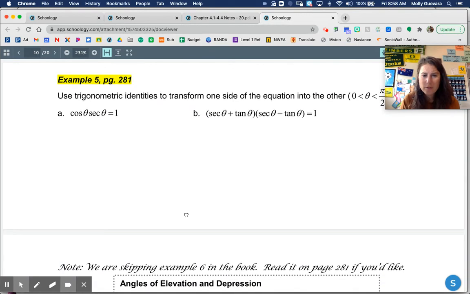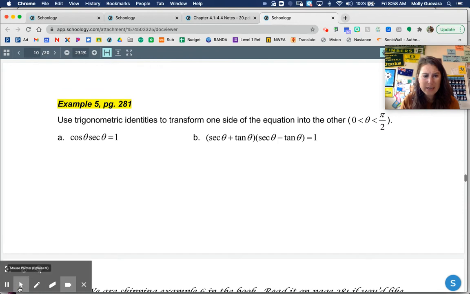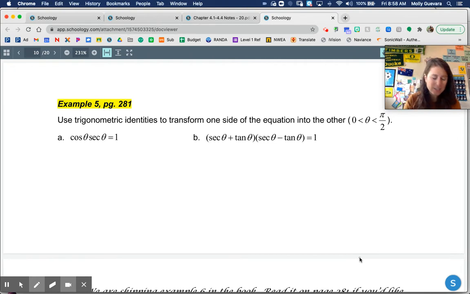Last example like this is use trig identities to transform one side of the equation into the other. So what this means is I am going to look at just one side of the equation and I'm not going to look at the other, okay? I'm trying to prove, for example, that the left side equals the right side.